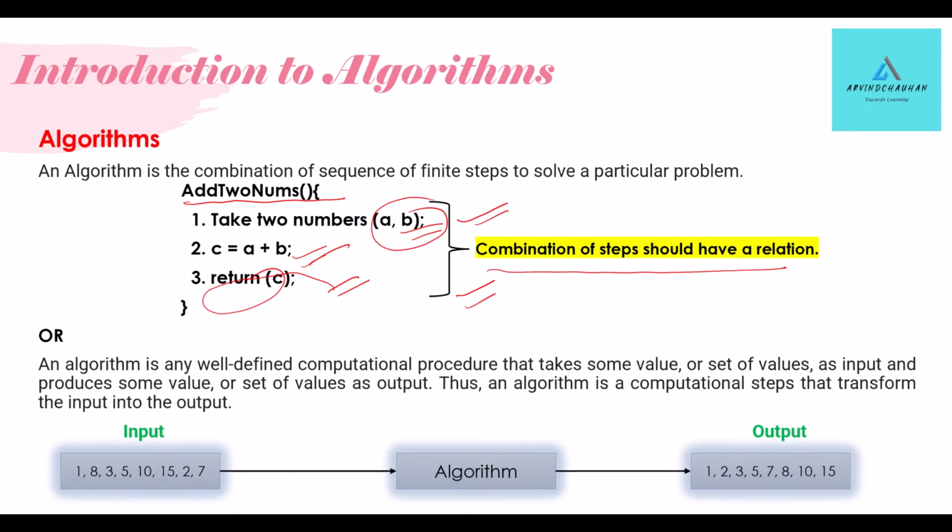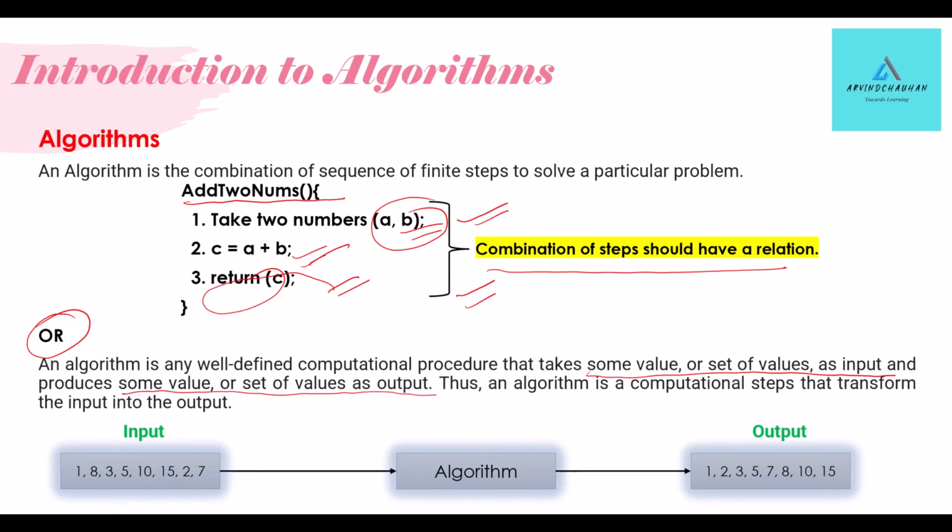Okay, so this definition is taken from Cormen, right? This is the Cormen algorithms definition. An algorithm is any well-defined computational process that takes some value or set of values, right? Just consider this point. It should take some value or set of values as input and produce some value or set of values as output. Thus, an algorithm is a sequence of computational steps that transforms the input into the output.